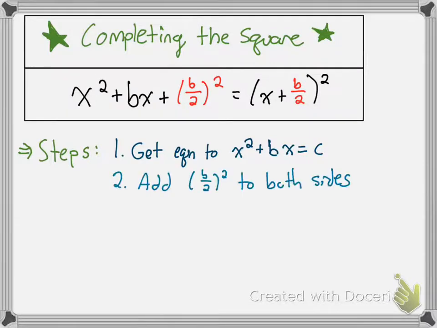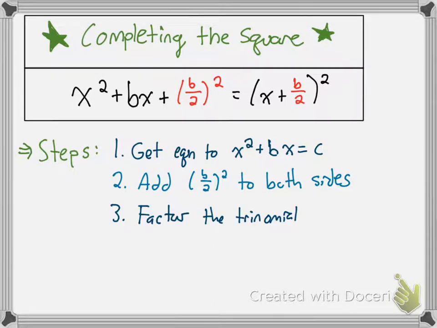From here, you're going to take that middle b value, divide it by 2 and square it. That's going to be the term that you're going to use to complete the square. And you're going to add that to both sides. We want to add it to both sides because we're not changing the value of the equation. We want to keep it the same. So if we're going to add it to the left side, we have to add it to the right.